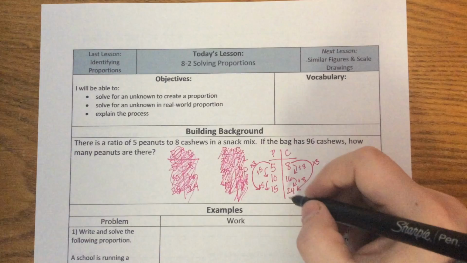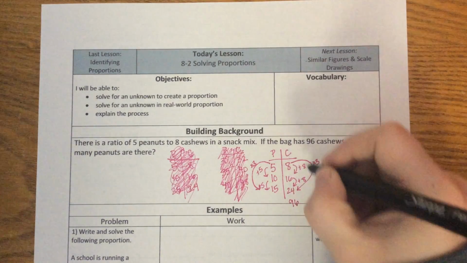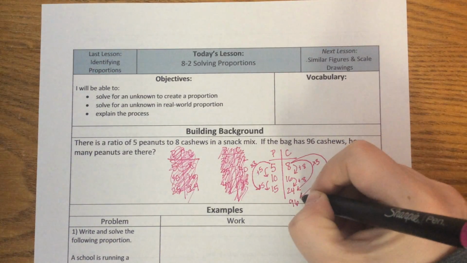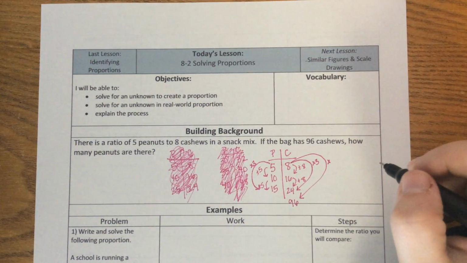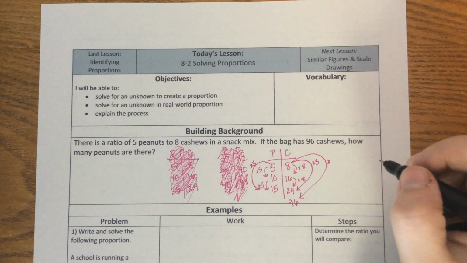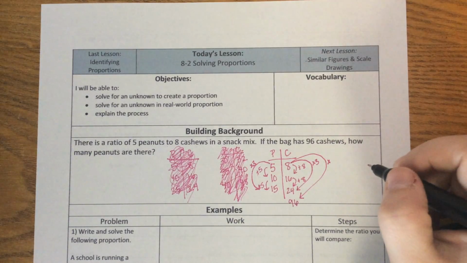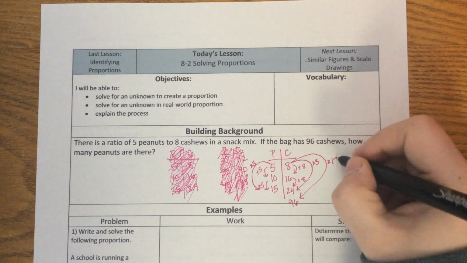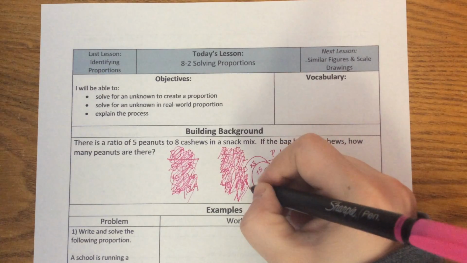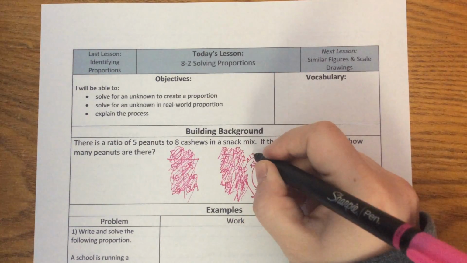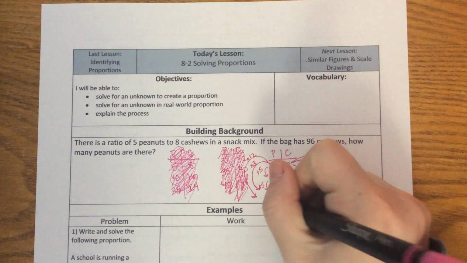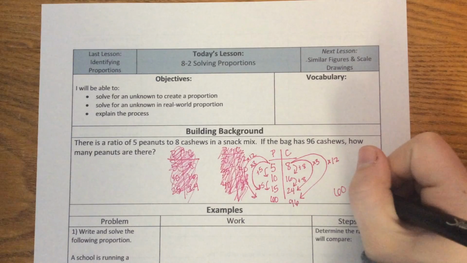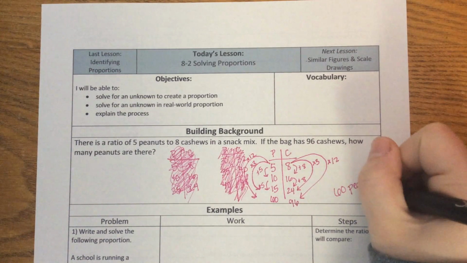So now I'm thinking the same thing. I want to get all the way to 96. So I'm going to think 8 times what is 96. I can use division, so I'm going to do that really quick. So I'm going to do 96 divided by 8. That's 12, so I can multiply by 12, which means here I would multiply by 12. So 5 times 12 would be 60. Okay. So there's going to be 60 peanuts when there is 96 cashews.